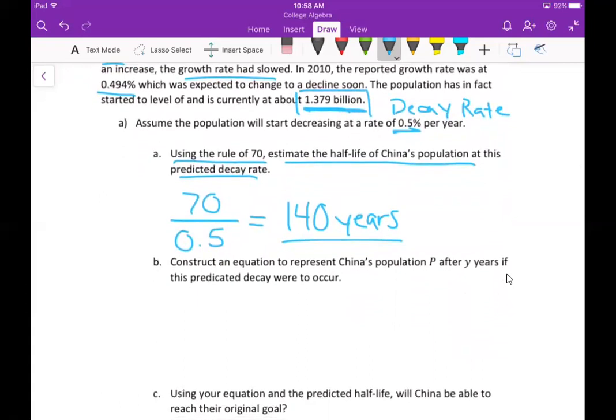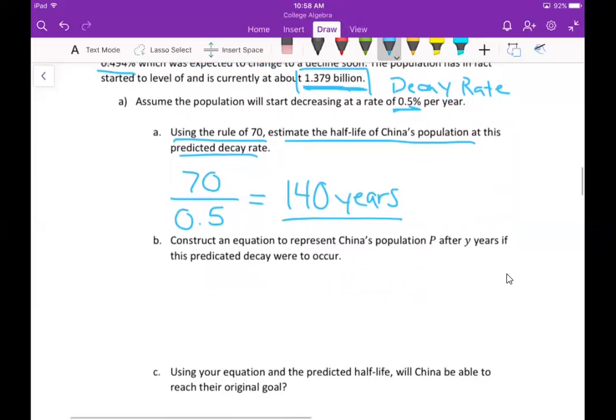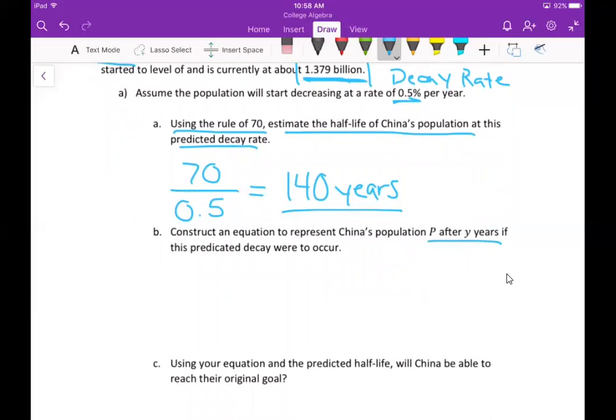But let's now explore a little bit more as to if they're going to hit that goal of getting to 700 million by 2050. So let's put this in terms of an equation now, so we can do a little bit more with this information. I'm going to let P be my population in billions, because I'm starting with an initial population in billions. So this will be my population in billions for my output.